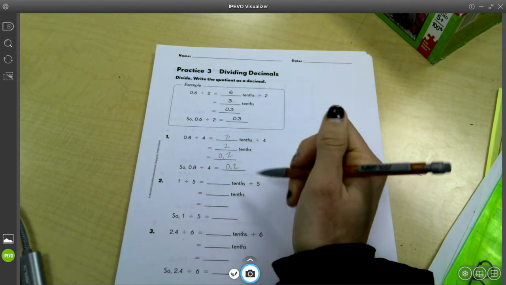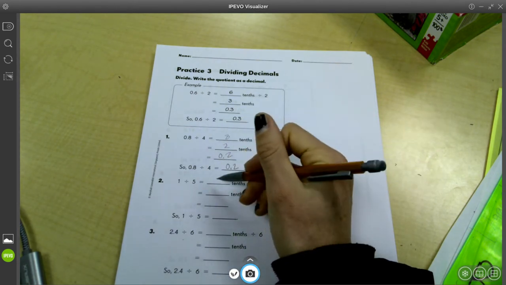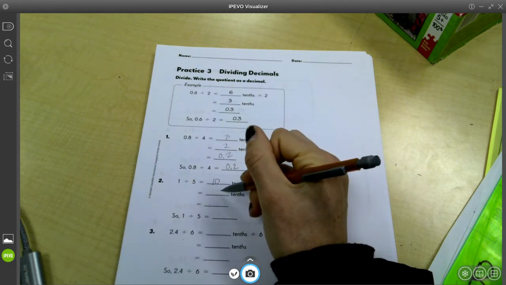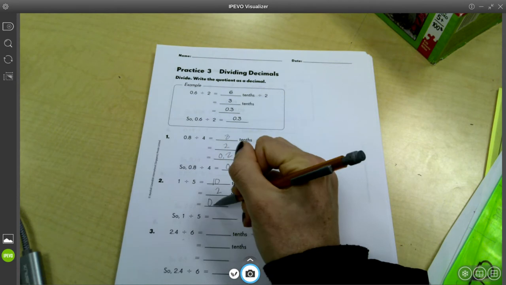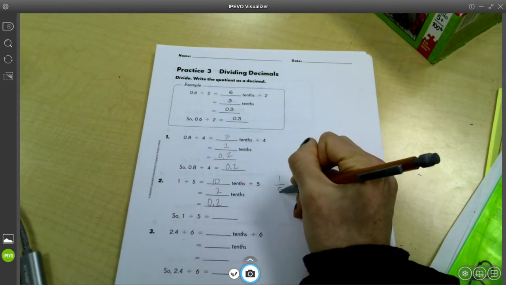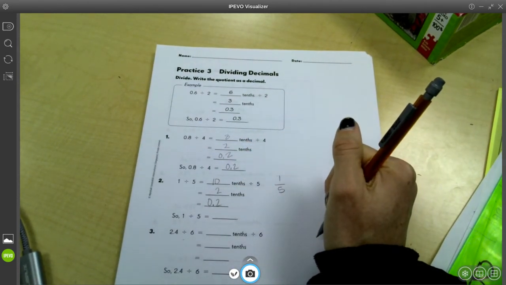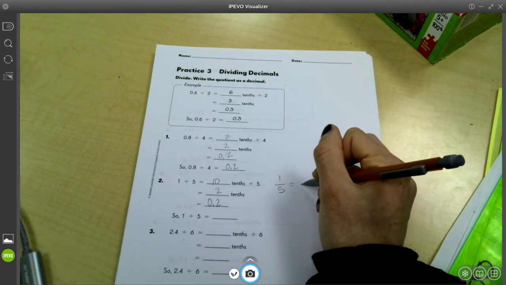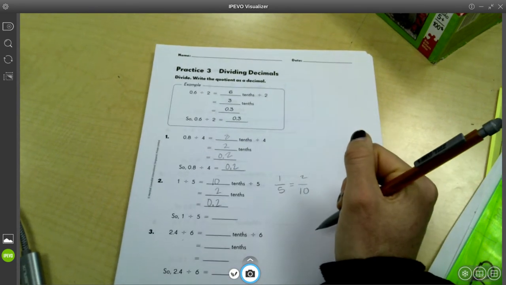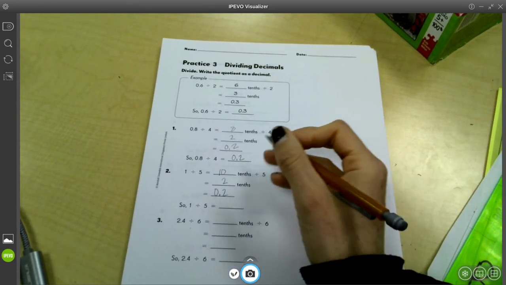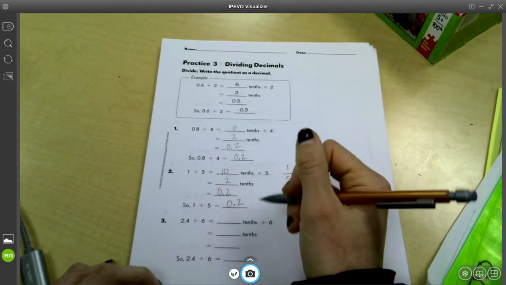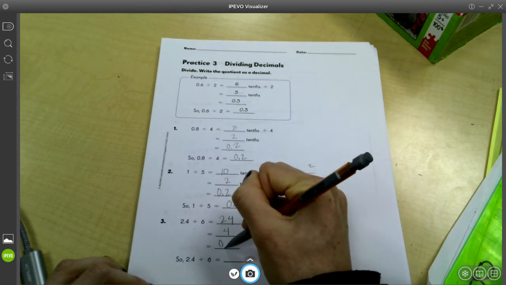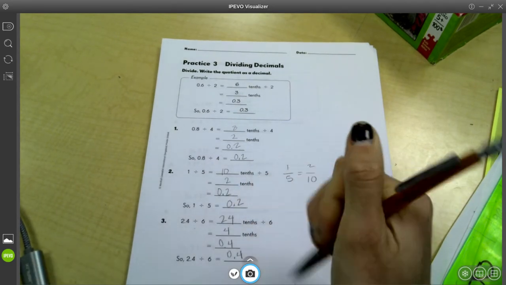1 divided by 5 is 10 tenths divided by 5, which is 2 tenths. And if I think about it, 1/5 of something is equal to 2 tenths. All right, 1 divided by 5, 2 tenths. 2.4 divided by 6 is 24 tenths divided by 6 is 4 tenths. Kind of cool.